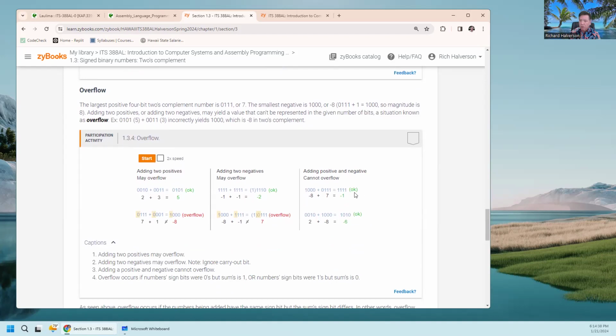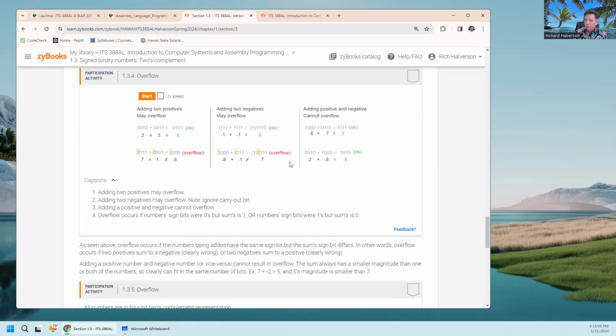So the largest positive 4-bit 2's complement number is this, and so it's a 7. The smallest one is this, which is -8. And so it can go from -8 to 7. Adding 2 positives or adding 2 negatives may yield a value that can't be represented. And so if that happens, there's overflow.